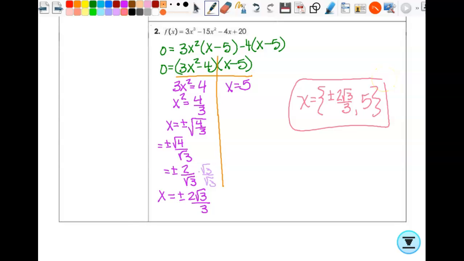Okay. What questions do you have? Anything? Okie dokie. Then grab your other piece of paper. And let's talk about the fundamental theorem of algebra.